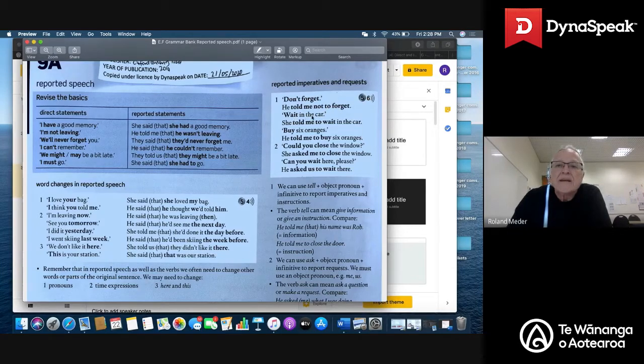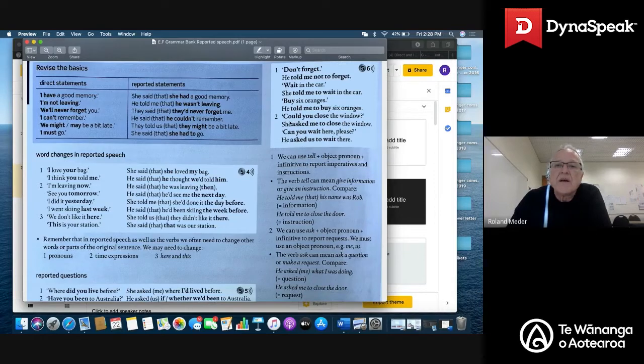Look at this one, wait in the car. She told me, so we put, there's no negative there. So we just put to wait in the car. Here there was a negative, here there's no negative. But if she said don't wait in the car, she told me not to wait in the car. Now look what happens when you ask a question. Could you close the window? Or it's a request. It's not a real question, it's a request. She asked me to close the window. Can you wait here, please? He asked us to wait here, or to wait there.